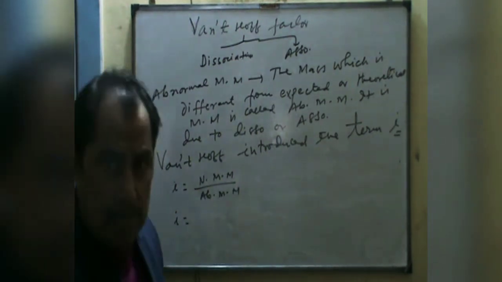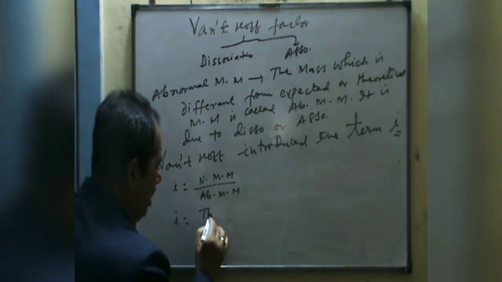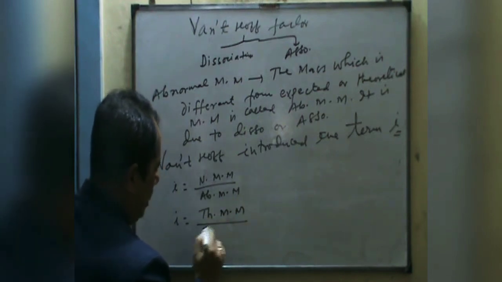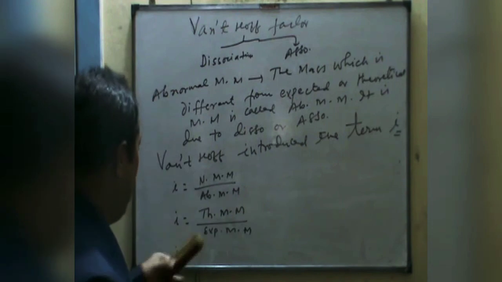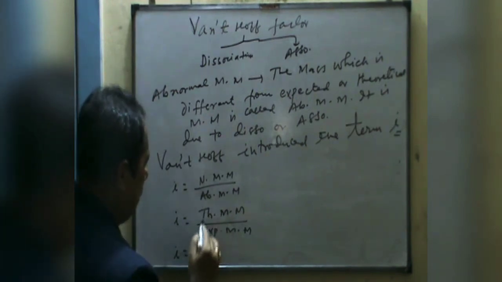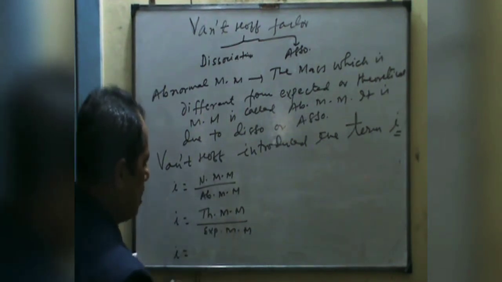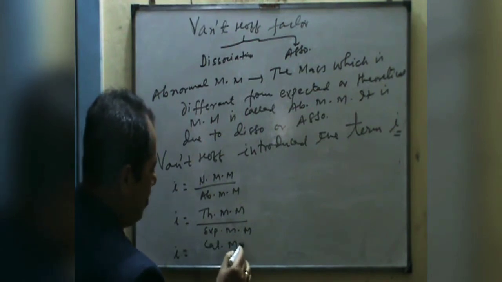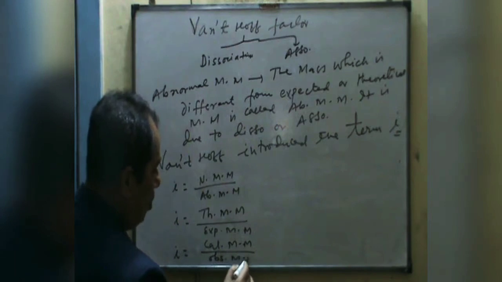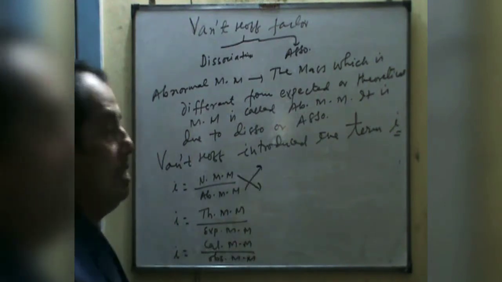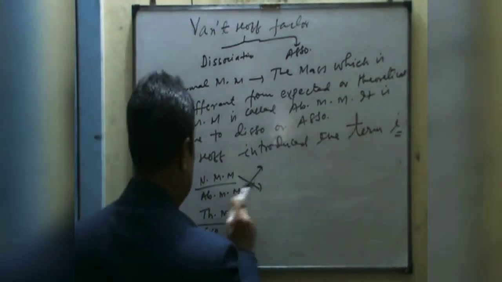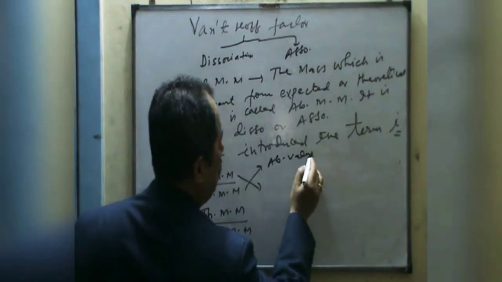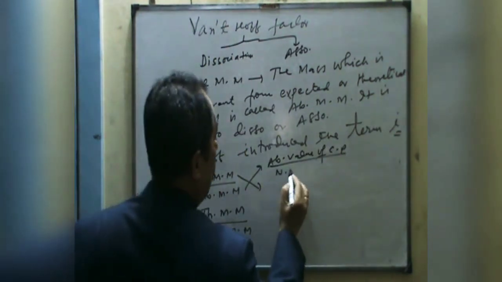I can again be modified in terms of theoretical molar mass upon experimental molar mass. Further, I can again modify it: normal molar mass upon abnormal molar mass, theoretical molar mass upon experimental molar mass, calculated molar mass upon, what is that? Observed molar mass. Since we know that colligative property is inversely proportional to the molar mass, in terms of colligative property it will be vice versa. That is the abnormal value of colligative property to the normal value of colligative property.